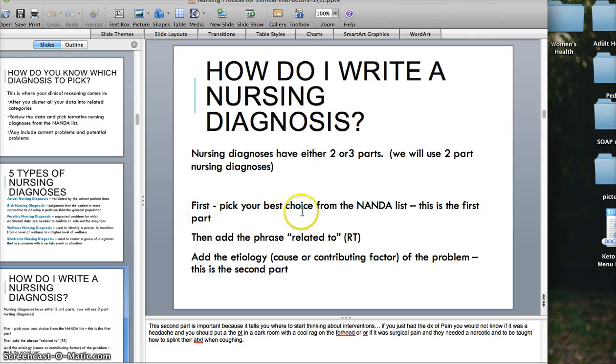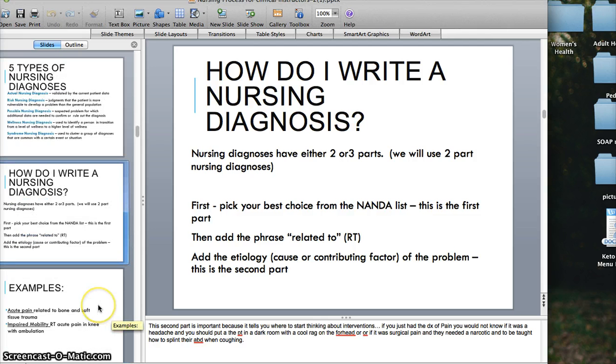So first you pick the best NANDA diagnosis, and then add related to, and the related to becomes the second part. So you add the etiology, the causing or contributing factors of the problem. This is simply just reviewing. Remember, they will have had this already before coming, so we're just reviewing this. The second part is important because it tells you where to start thinking about interventions.